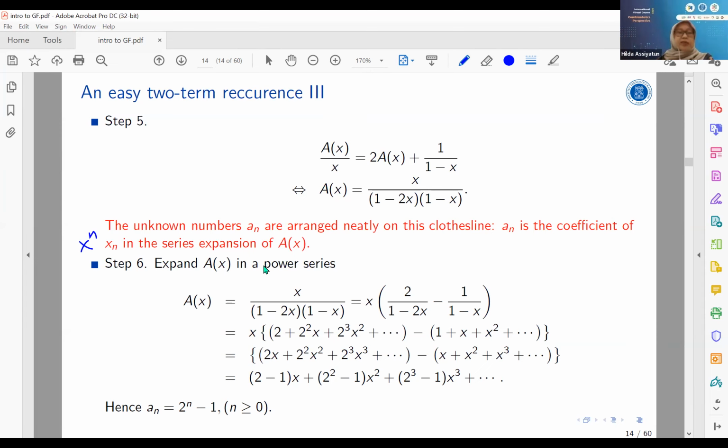To get that, we expand A(x) in a power series. I think this is quite elementary. If you have learned basic calculus, you should be able to do it. Everybody can do this rational fraction.